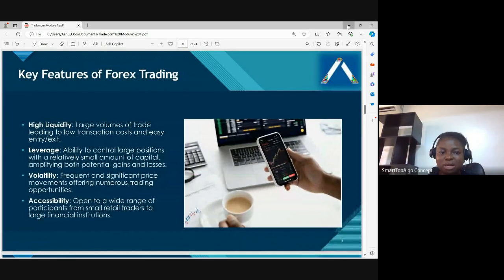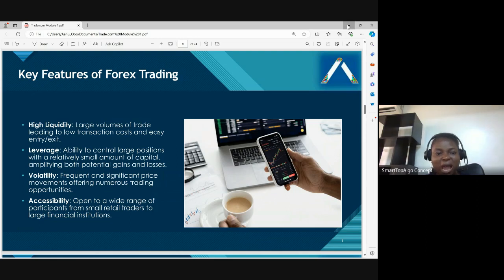Now, let's look at the key features of Forex trading. Why do you think it is necessary for you to trade Forex? Let's look at the reason why it is necessary to even be in this class. Why do you think you want to be in this class? Why do you think you want to trade Forex? Now, let's look at some of the reasons.